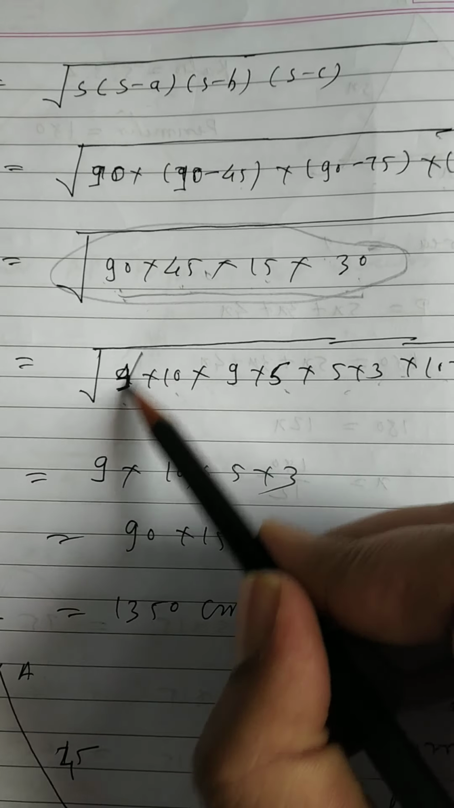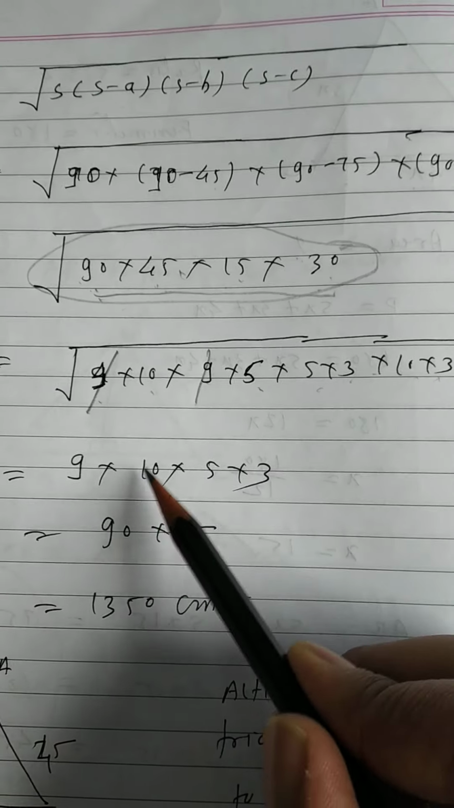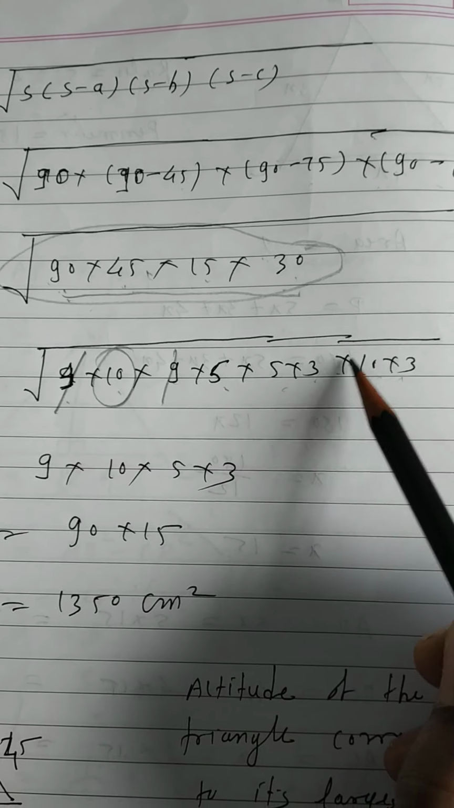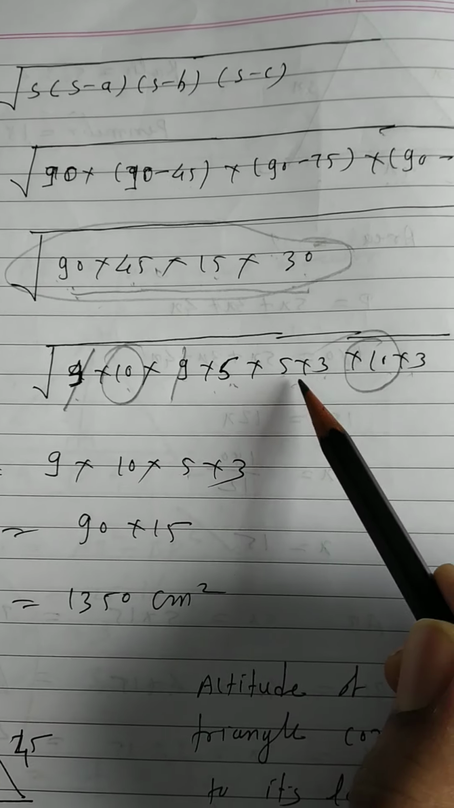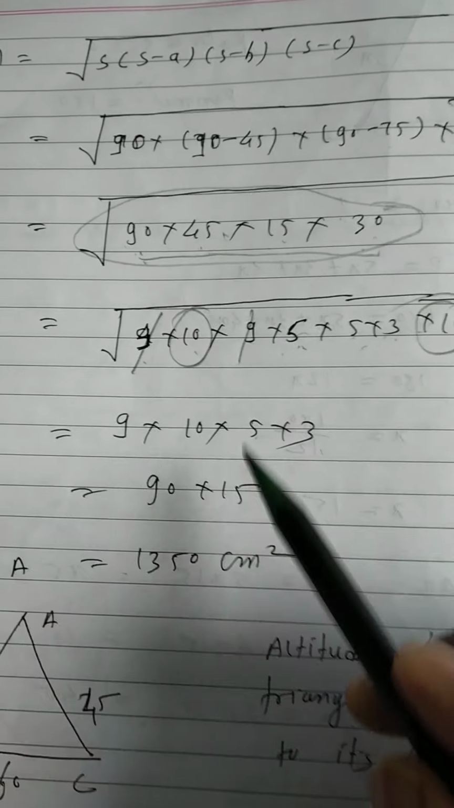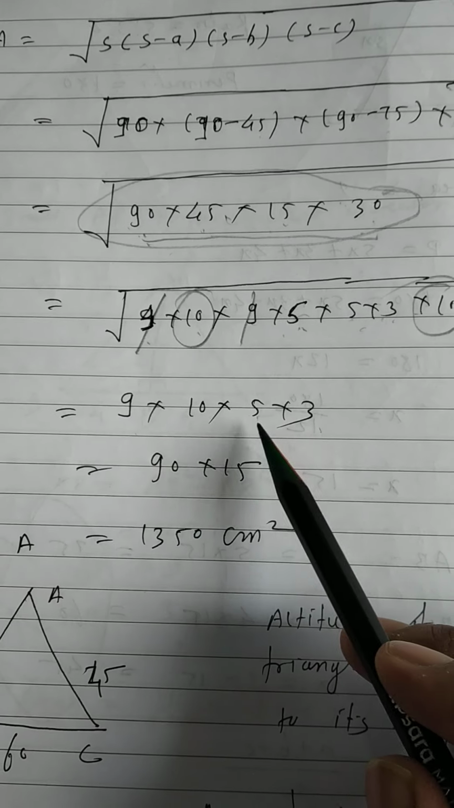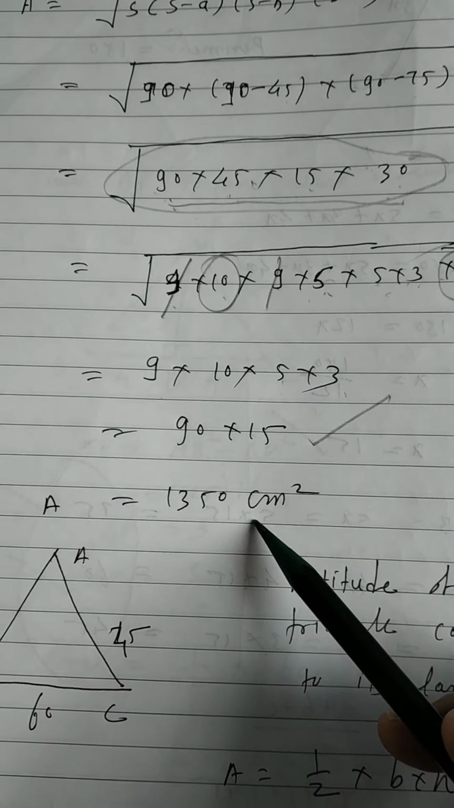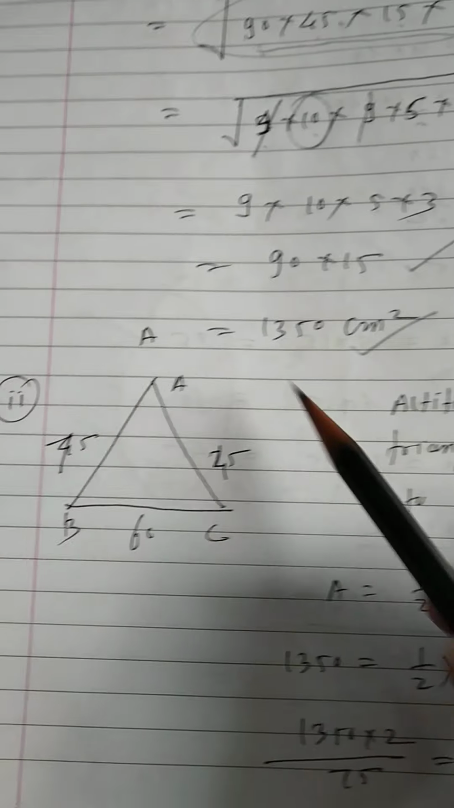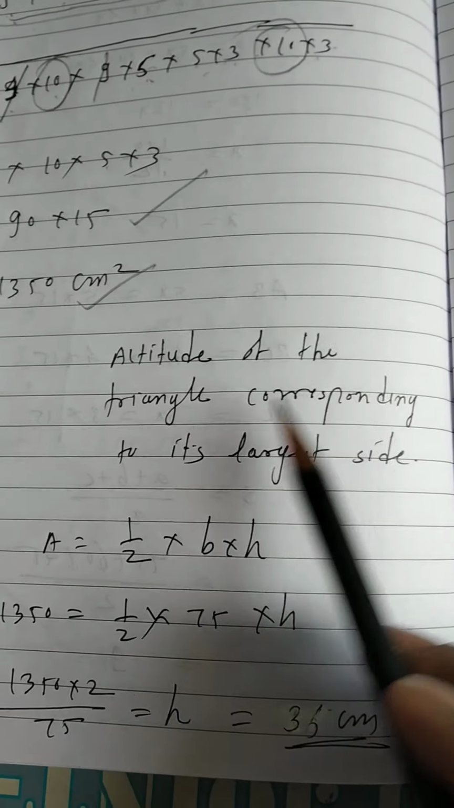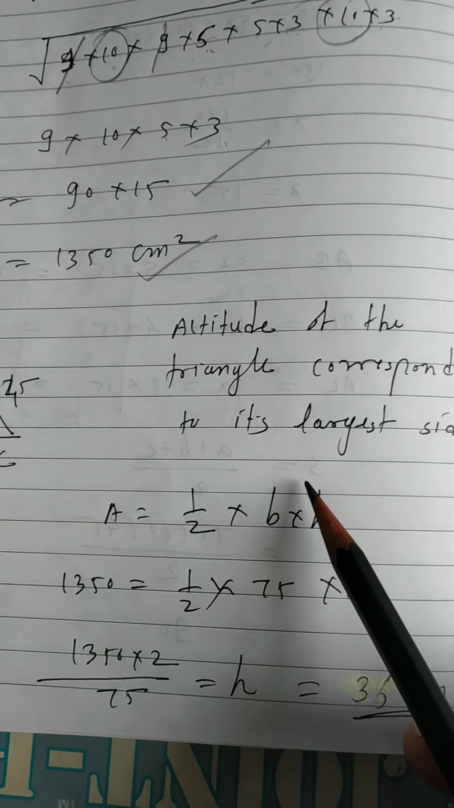Now if you see the pairs, 9 how many times? 2 times. 10 how many times? 2 times. So when you take the square root, 5 how many times? 2 times. 3 how many times? 2 times. So the square root is removed. So 9 into 10 into 5 into 3 is 1350 centimeter square. Now the second question is asked, altitude of the triangle corresponding to its largest side.